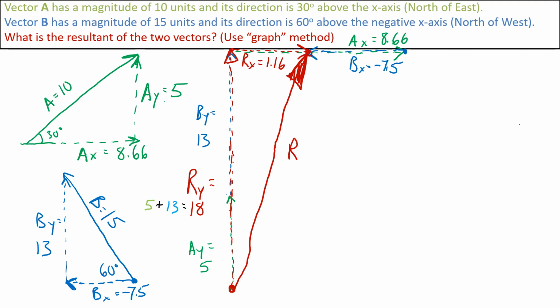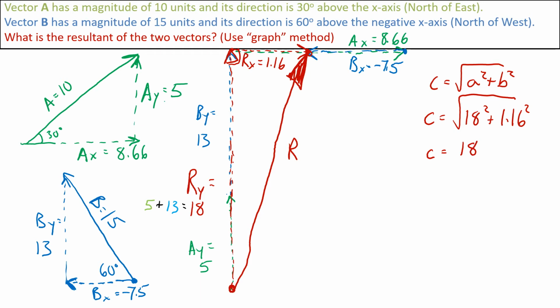And now we just need to do some trig because now we have a big right triangle with an x component and a y component. So we need to do Pythagorean theorem. Plug in the components for a and b. And you get a magnitude of 18.04. So since Rx is super small compared to Ry, it's very close to the y component length, but it's a little bit bigger because it's the hypotenuse. So 18.04.